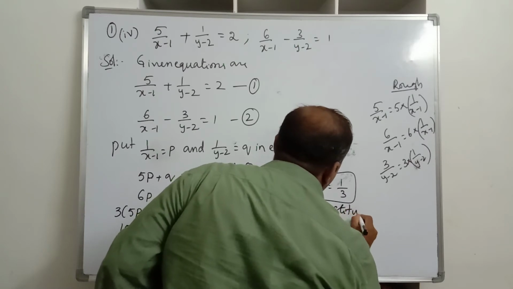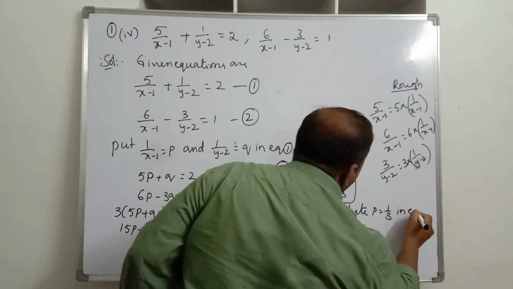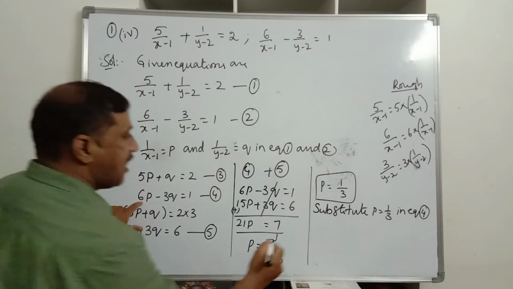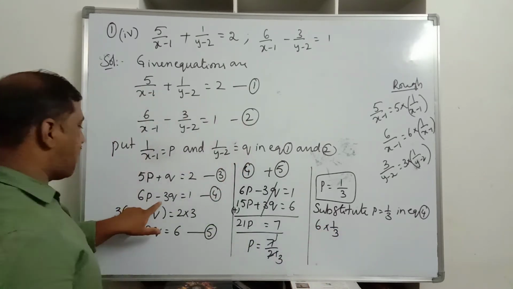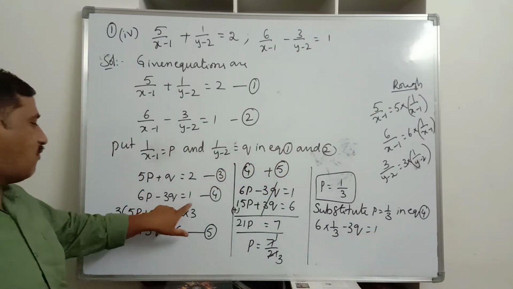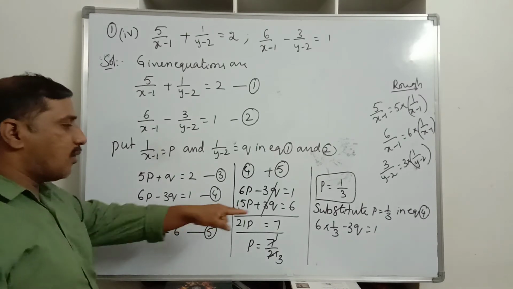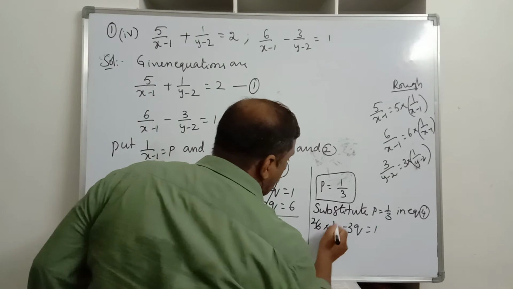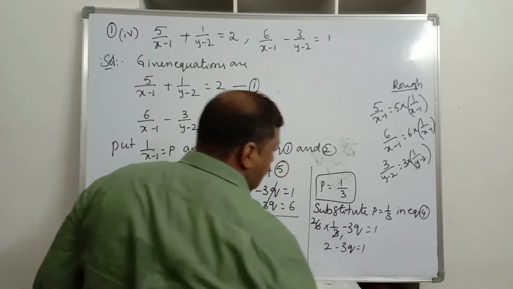Substitute p equals 1 by 3 in equation 4. So what is equation 4? It is 6p minus 3q equals 1. So 6 into p, which is 1 by 3, minus 3q is equals to 1. Now 3 ones are 3, 3 twos are 6, so 2 into 1 is 2, minus 3q equals 1.